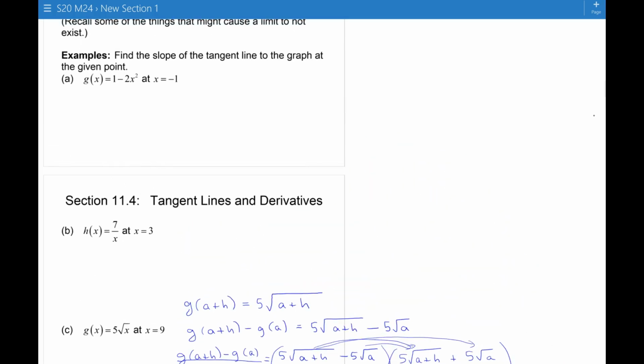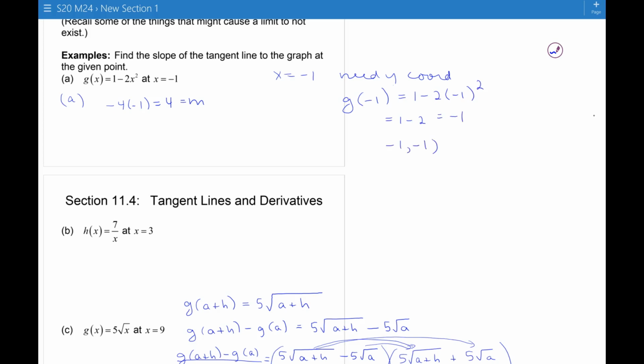So for A here, we had -4 times -1, or 4, as our slope. Well, now we know x equals -1, but we need a y coordinate. So recall that we can find that by doing g of -1. So -1, -1 is the point we know is on our graph.